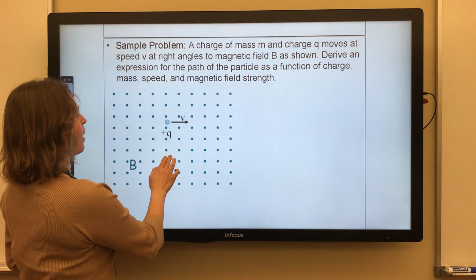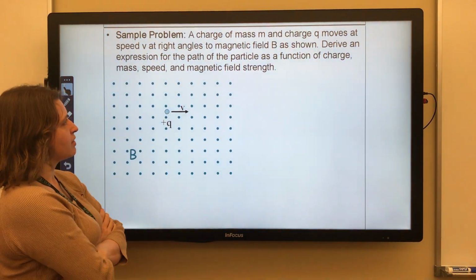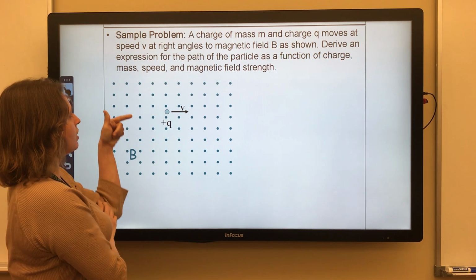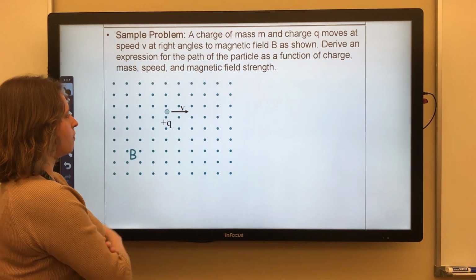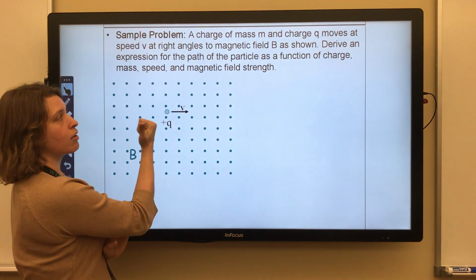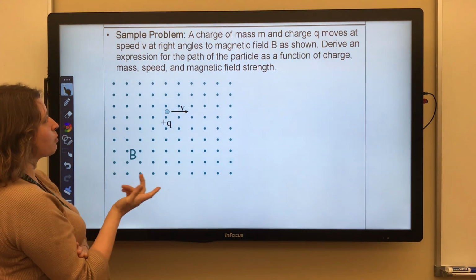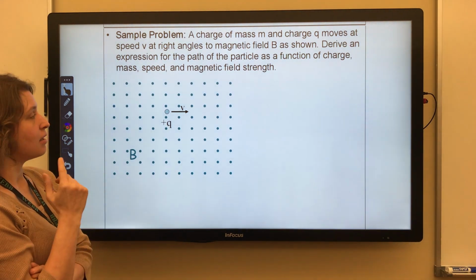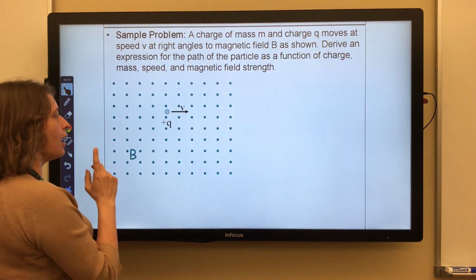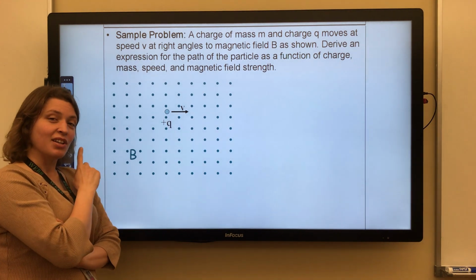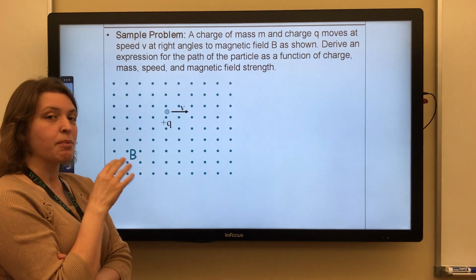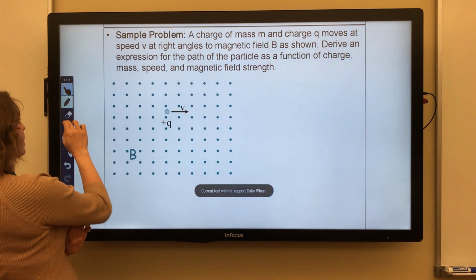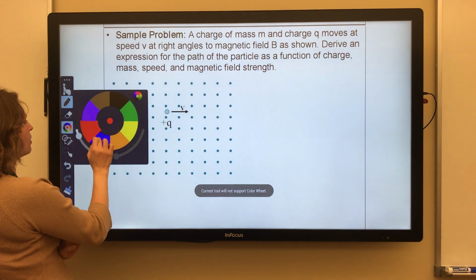So let's think about what happens when we have this charge Q, a mass M, and it's moving at speed V, at right angles through a magnetic field. Magnetic field B is pointing out of the board at you. We're going to derive an expression for the path of the particle as a function of charge, mass, speed, and magnetic field strength. So hopefully you know already what type of path it's going to take. But I'm just going to go through that again, just as a quick review.